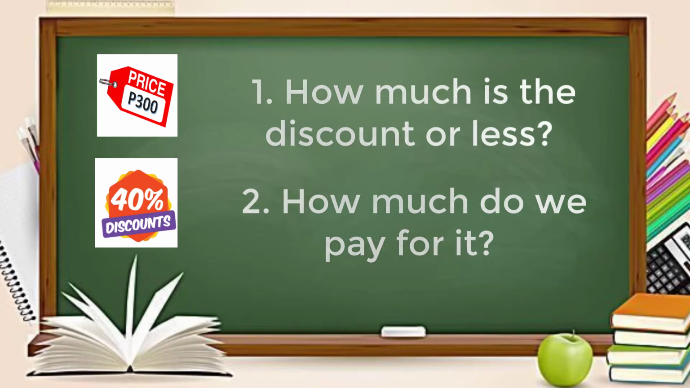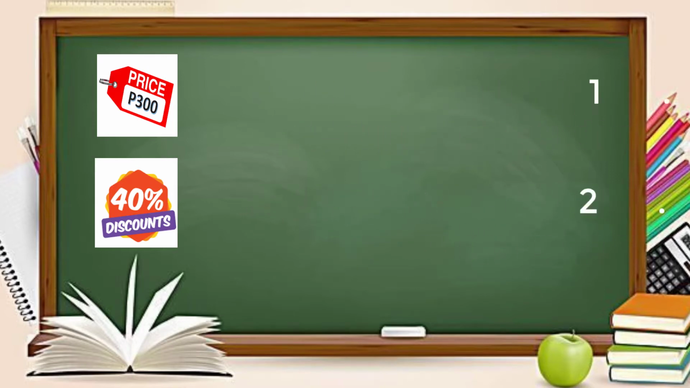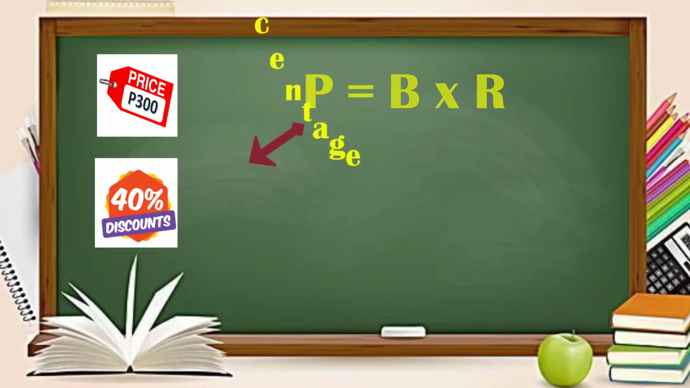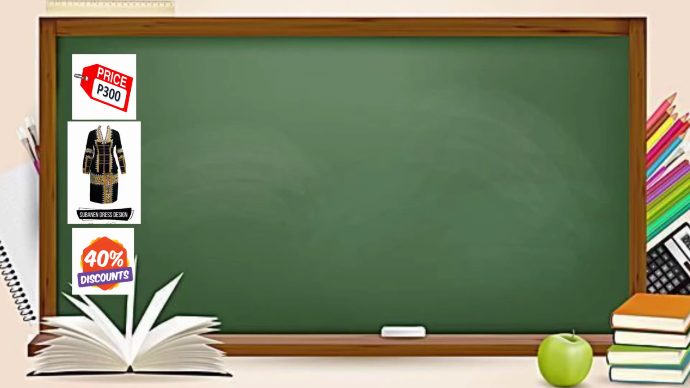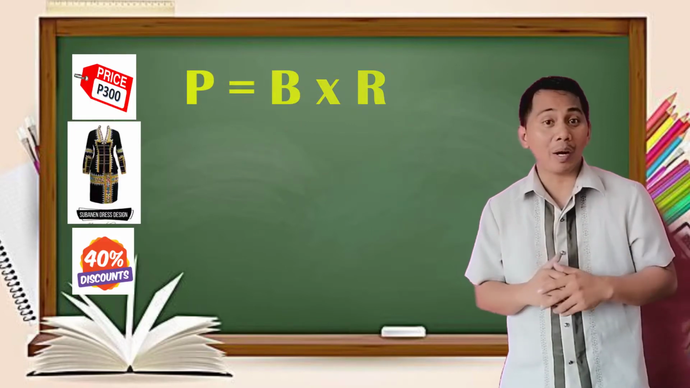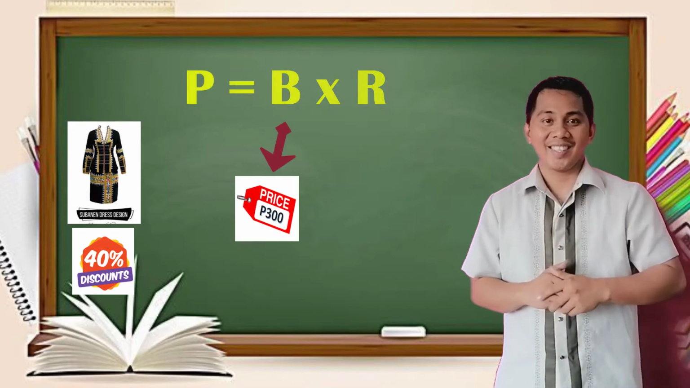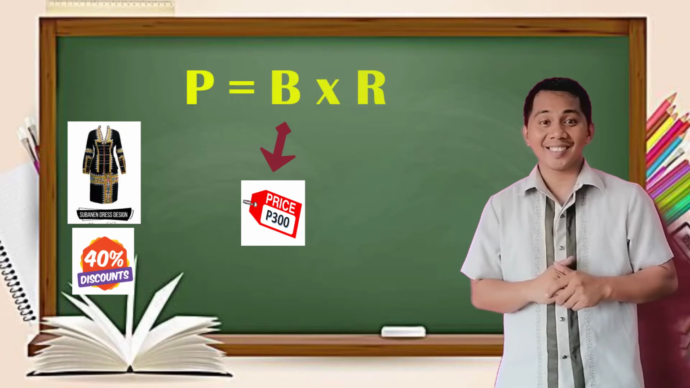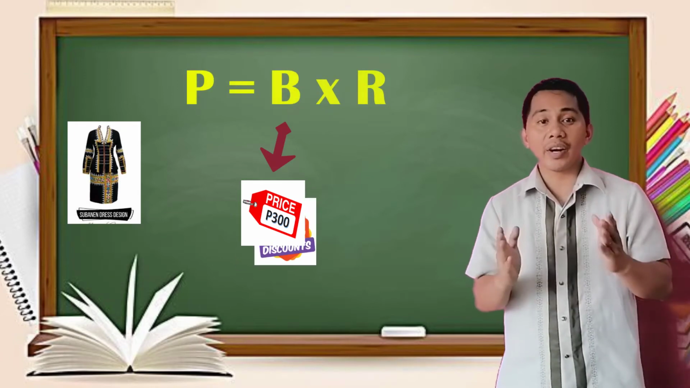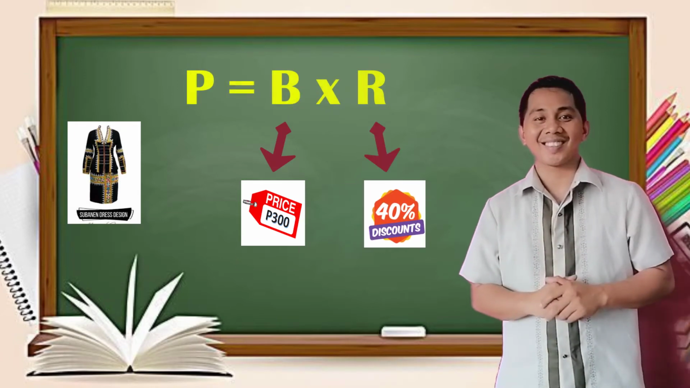In order to solve this problem, let us remember the formula in solving percentage. P equals B times R, where P is the percentage, B is the base, and R is the rate. What is the base for our problem? Yes, it is 300 pesos. And what is our rate? Correct, our rate is 40%.